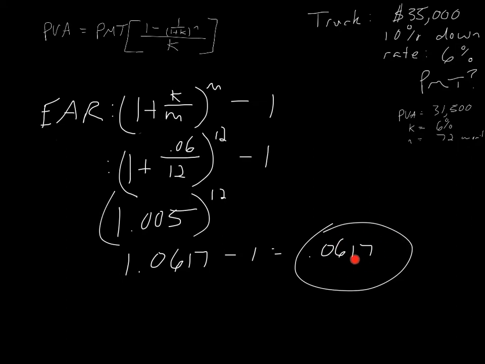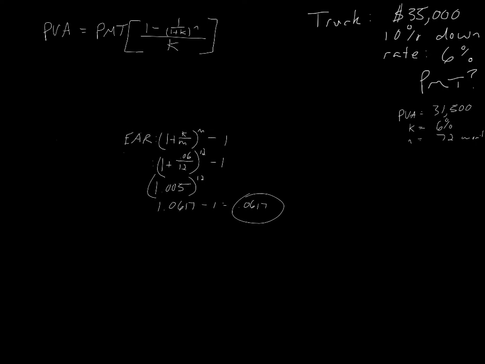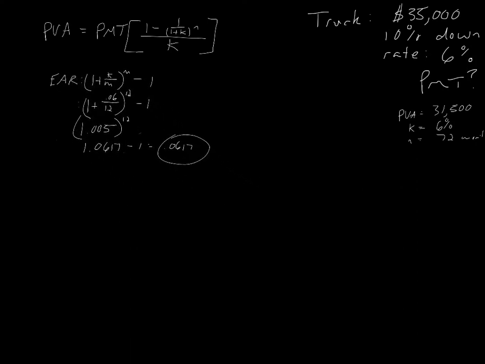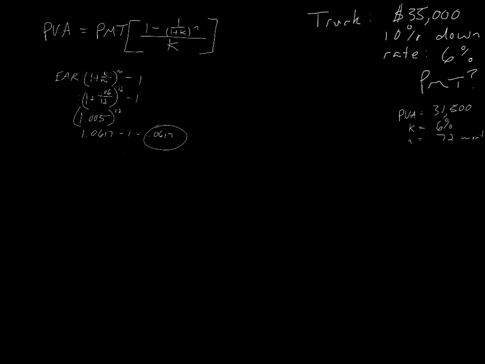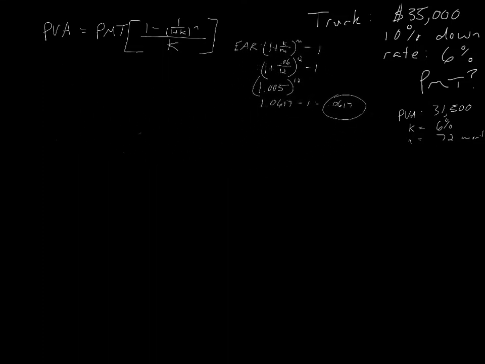Why is it more? You should know at this point, reading the chapter, the reason it's more is because we're compounding monthly. Every month the rate is being compounded. So let's take our 0.0617 as our new rate that we're going to use. And let's put this over here. So we just have to remember that 0.0617. Alright, let's go back into our present value equation.